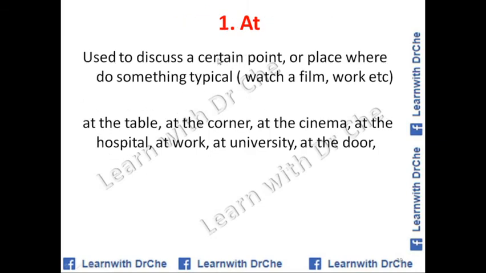Number one is at. At is used to discuss a certain point or place where something typical is done. For example, watching a film, or work being done there. For example, at the table: people are eating at the table. He is at the corner of the street. At the cinema, we are going. I will meet you at the cinema.